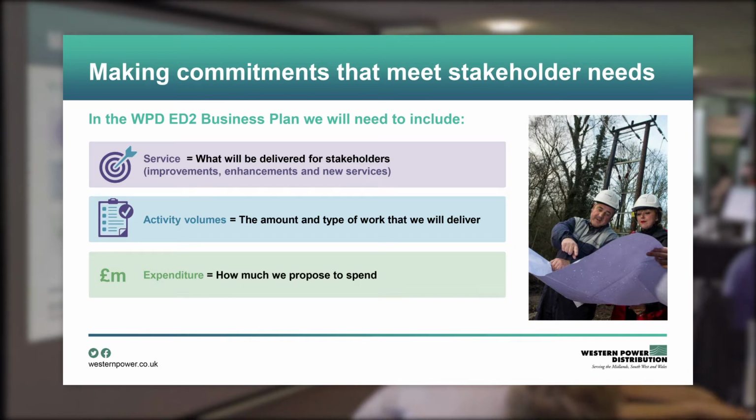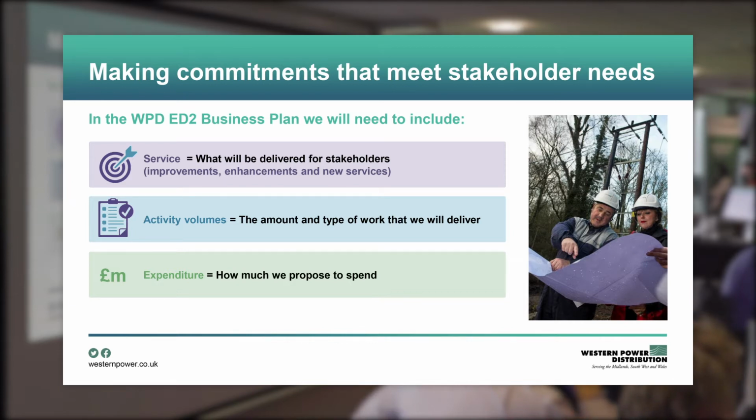First of all, we've got to describe the service that we're going to be providing. As part of that, it will be looking at what improvements we're going to propose, what enhancements to service we're going to give, and then ultimately any new services that we're going to introduce. Ofgem have got a general term for that, which they're calling the consumer value proposition. So as part of that, we're going to have to reveal the kind of things that are of value to consumers and include that in our plans.